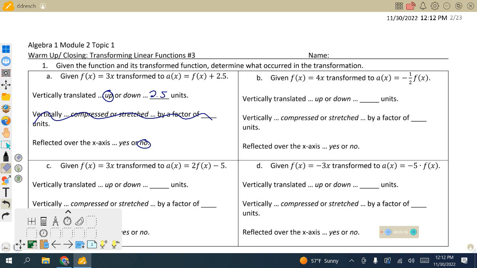The only thing we're doing with this graph is doing what? Going up, staying the same, 2.5 units. That's what we've been looking at the last couple of days. Can you read the notation and know what it means to do? All right, let's take a look at the next one, letter B.